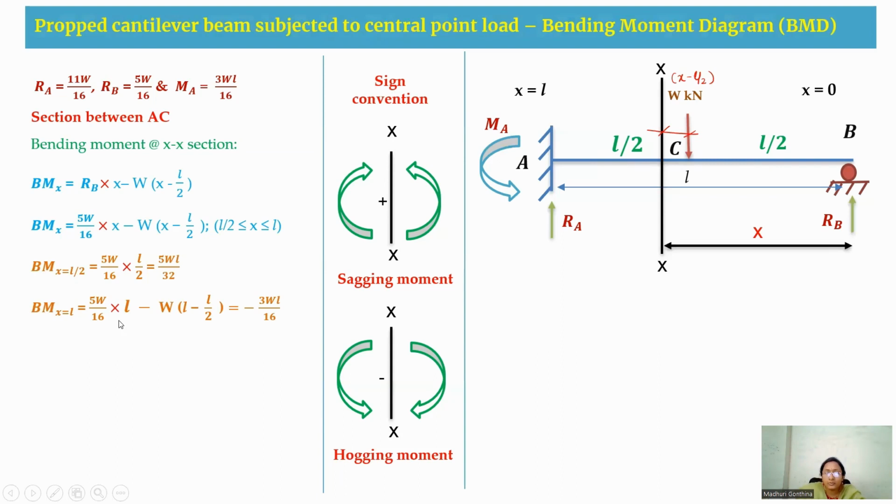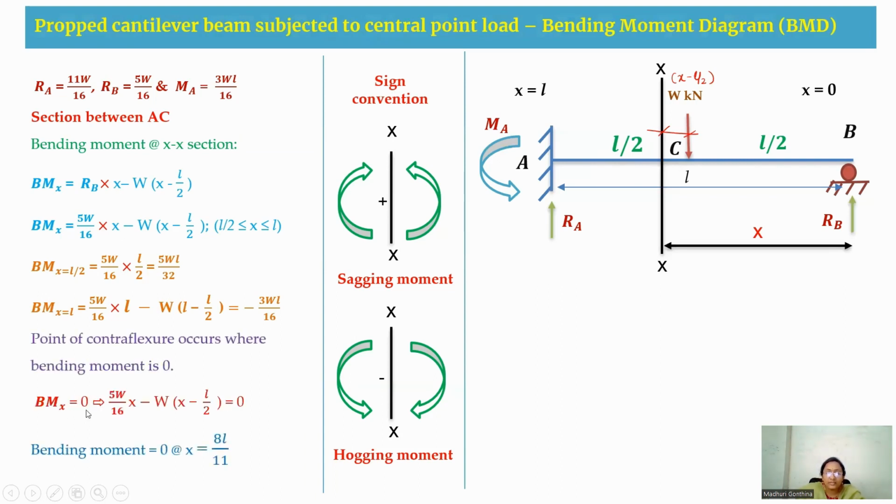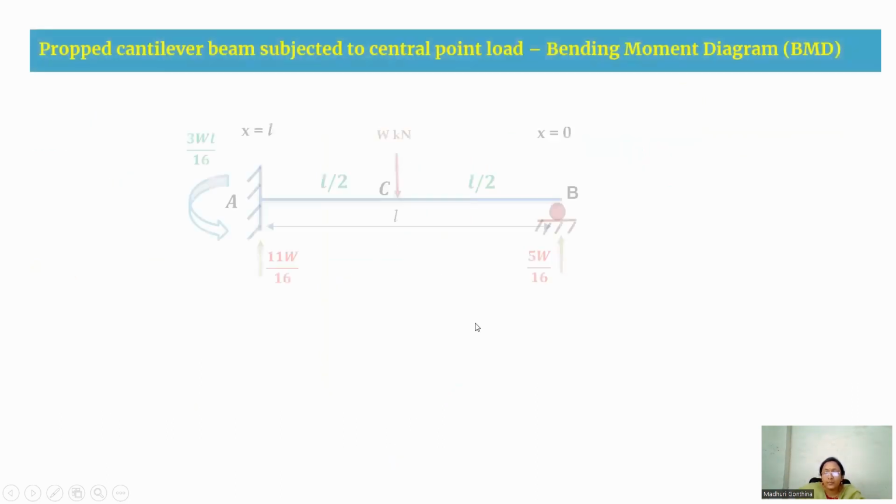So how do we find this zero moment? That one we'll call a point of contraflexure also. So we equate this bending moment equation in x to zero. When we equate this to zero, we get x equal to 8L by 16, so therefore, it is not 16, at x equal to 8L by 11 we get the bending moment to be 0. So this is how we are going to find it. After getting all these values, in the next slide, we are going to draw the bending moment diagram.